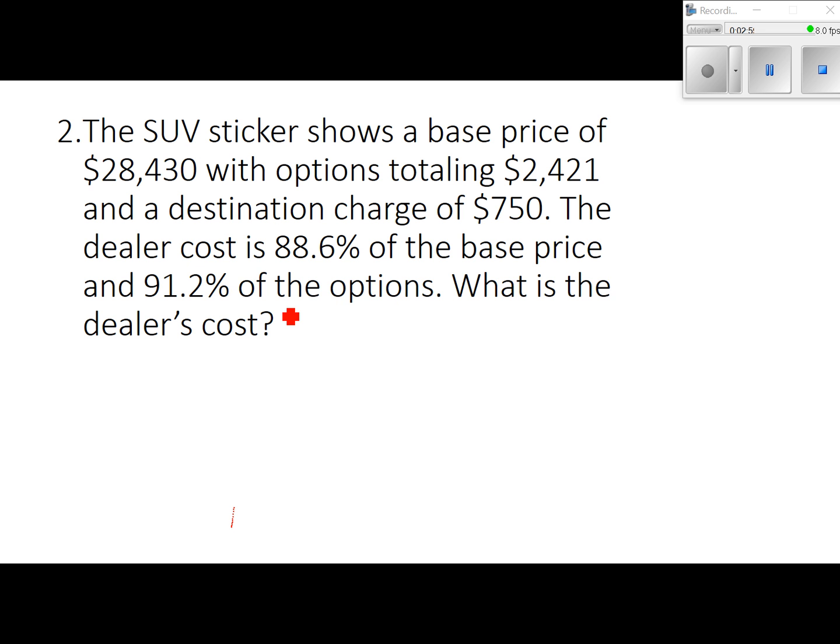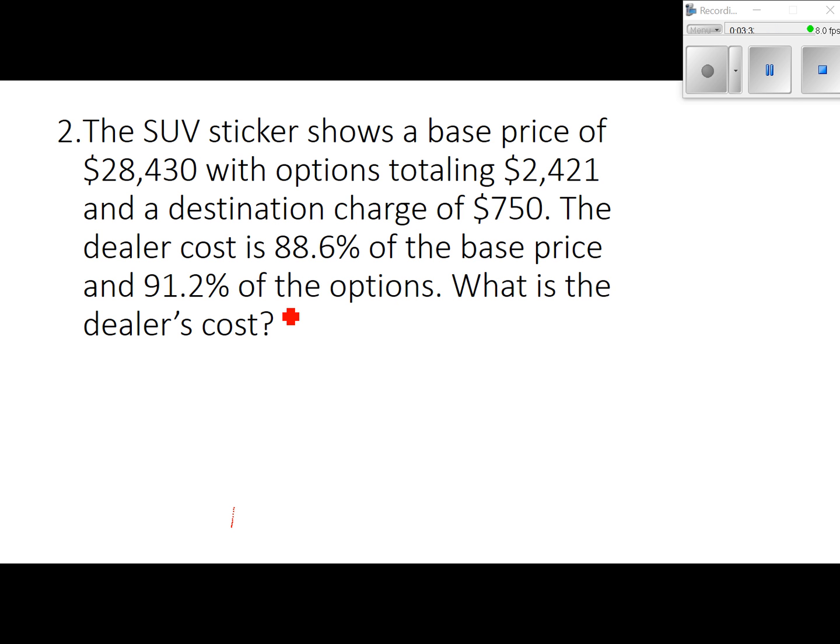The SUV sticker shows a base price of $28,430 with options totaling $2,421 and a destination charge of $750. The dealer cost is 88.6% of the base price and 91.2% of the options. What is the dealer's cost?